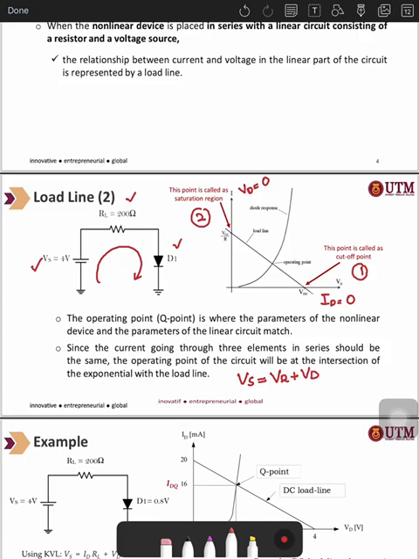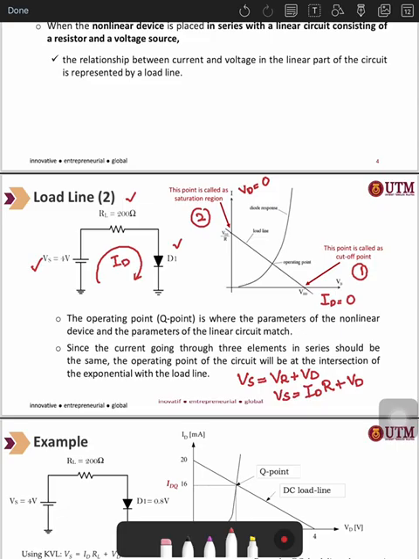What is VD? VD is the voltage across the diode. What is VR? VR is the voltage across the resistor. And what is VS? VS is the source. So when we expand the formula, we know that VS is equal to ID R plus VD. Why ID? Because the current that flows across the diode is similar to the current across the resistor, that is why we name it ID.